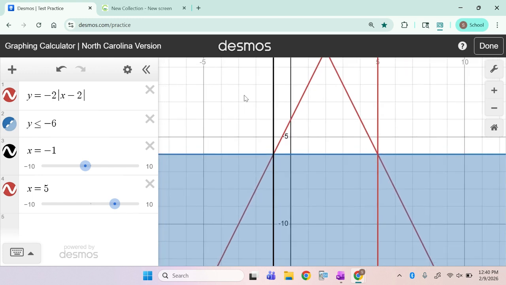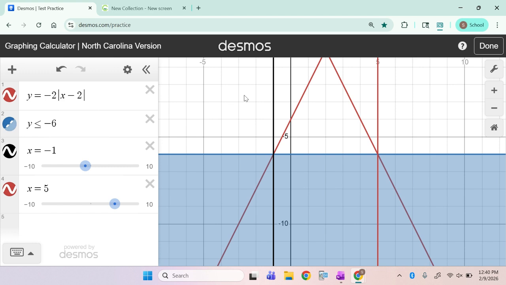So now I can visualize it a bit better. Does that help a little bit if you do that? That's another strategy that you can do to see the barrier lines. So you're asking yourself, okay, is the graph going to be between these two lines or on opposite sides of the lines? That's what you're asking yourself. Any questions?